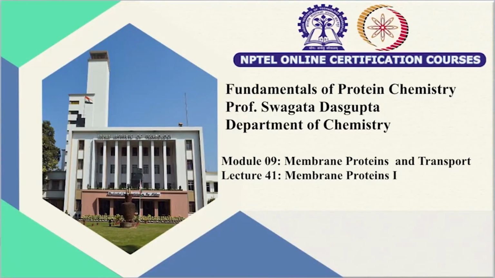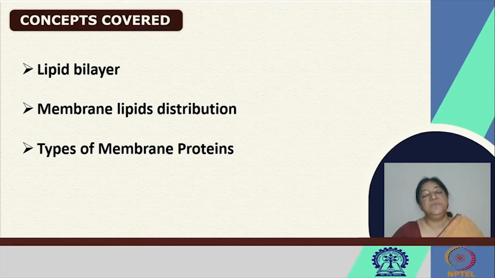When we look at the specific concept of membranes, the first thing that comes to mind is the lipid bilayer. And what we will be looking at is the specific lipid type distribution in the bilayer, because that is going to decide upon what kind of proteins will interact with these lipids in the membranes. So we will also be looking at the lipid distribution in the membranes and the types of membrane proteins.